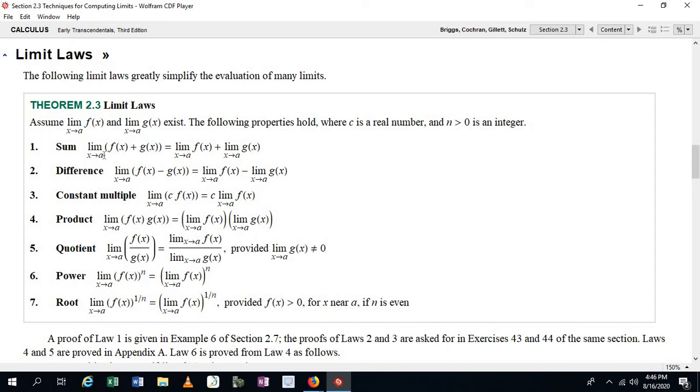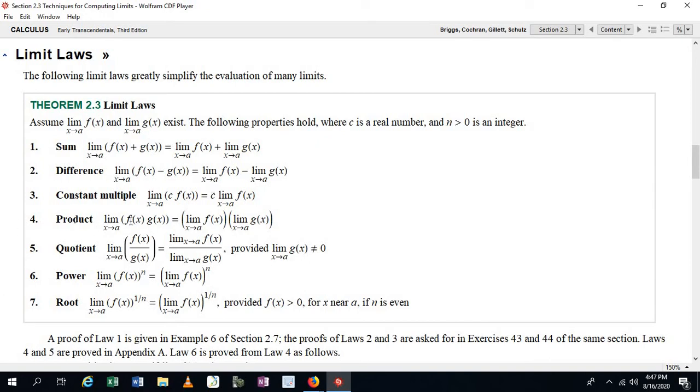Okay, so the first rule says that the limit of f plus g is the same as the limit of f plus the limit of g. The second one says the limit of f minus g is the same as the limit of f minus the limit of g. Okay, the third one says the limit of a constant times a function. So c is a real number, right? So it's some constant number. So if you're finding the limit of c times f of x, that's the same as finding the limit of f of x and then multiplying it by c, the constant.